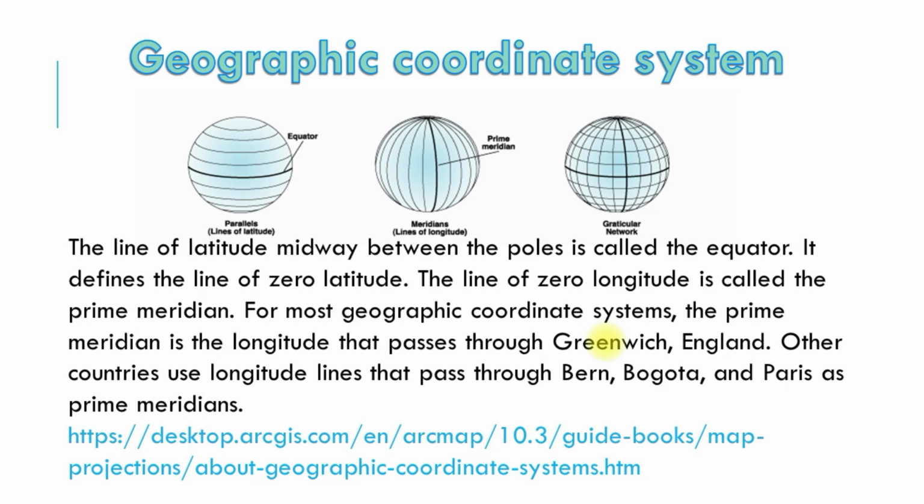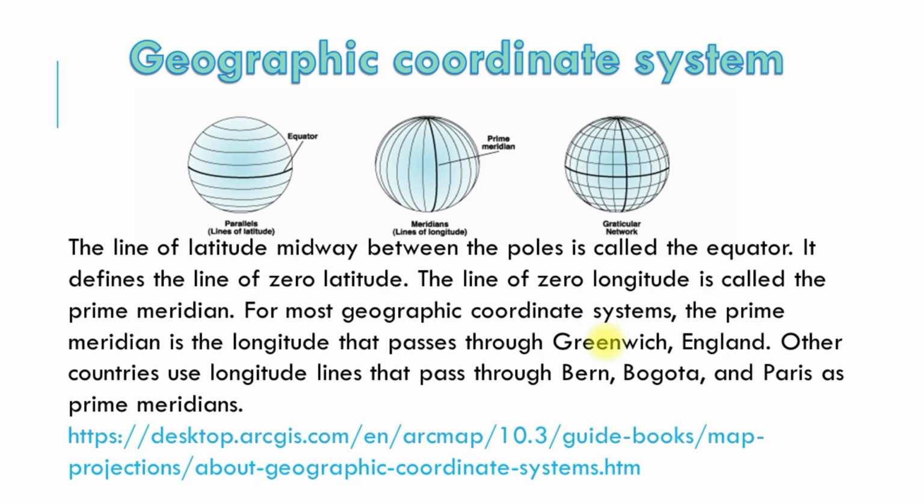The line of latitude midway between the poles is called the equator. It defines the line of zero latitude. The line of zero longitude is called the prime meridian. For most geographic coordinate systems, the prime meridian is a longitude that passes through Greenwich, England. Some countries use longitude lines that pass through Bern, Bogota, and Paris as prime meridians, but almost all local, regional and global projections are based on Greenwich as the prime meridian.